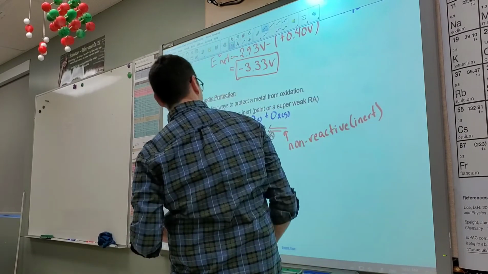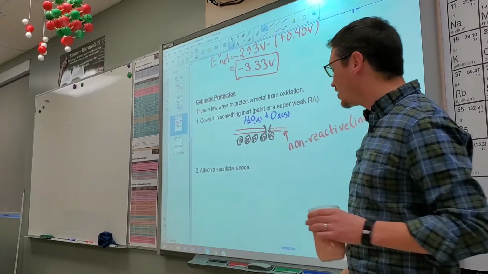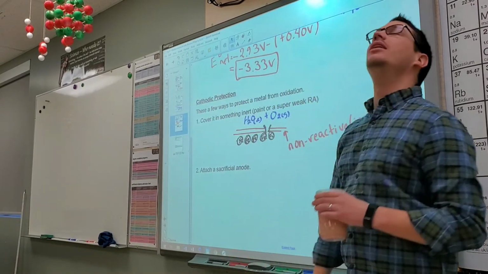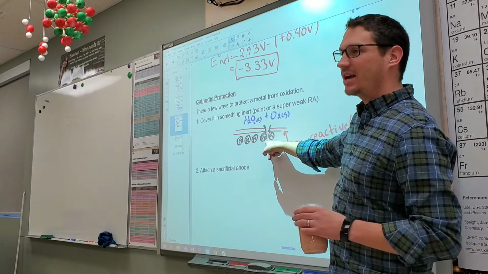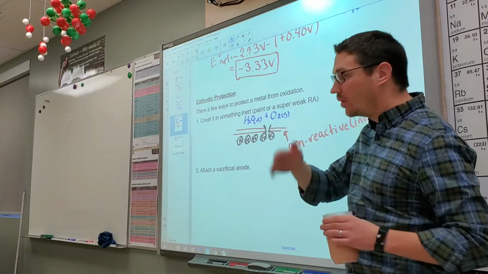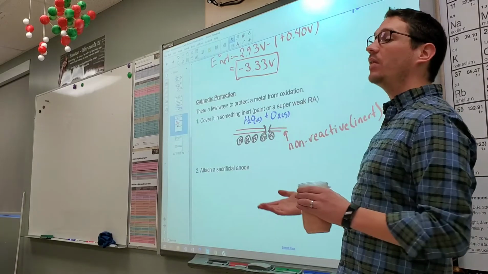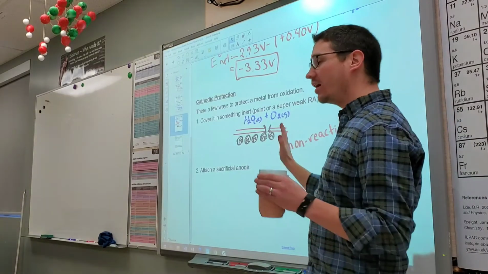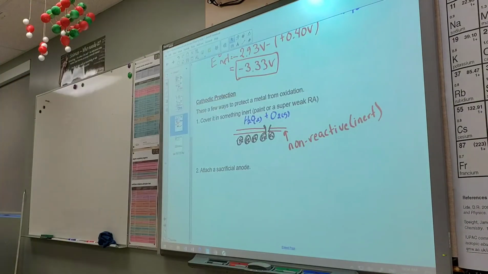So if we accidentally scratch it, can the water and oxygen come into contact with the iron now? Yes. And they can oxidize the iron, and that's bad for your bridge, or your car, your pipeline or something like that. So that's one way of doing it. We can cover it in something inert.